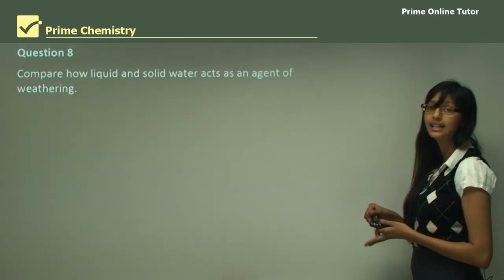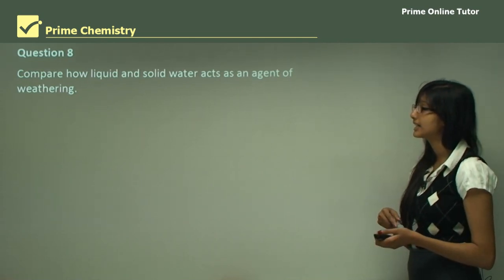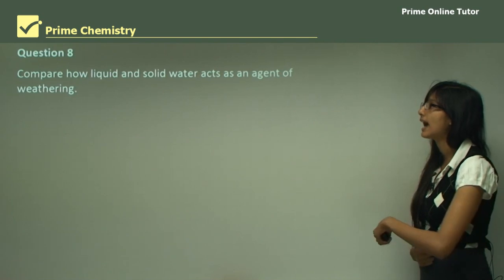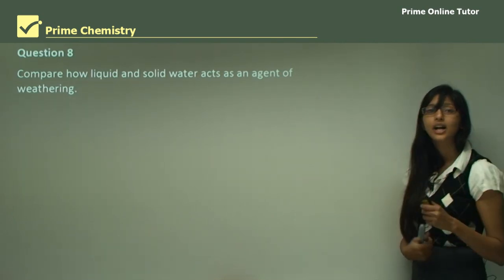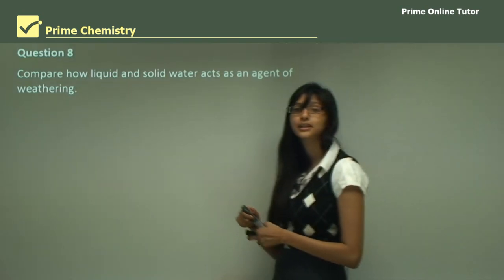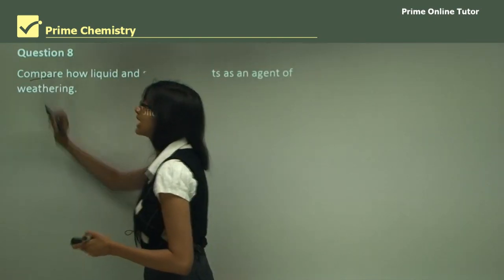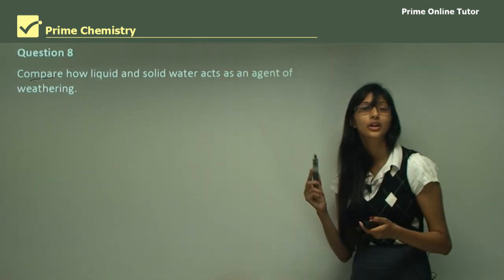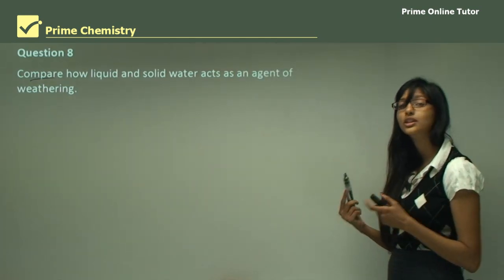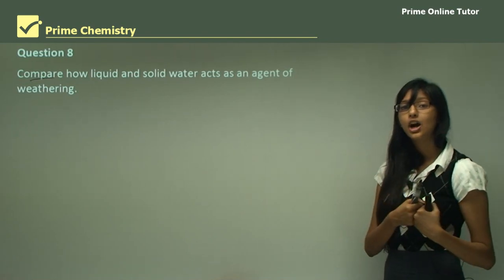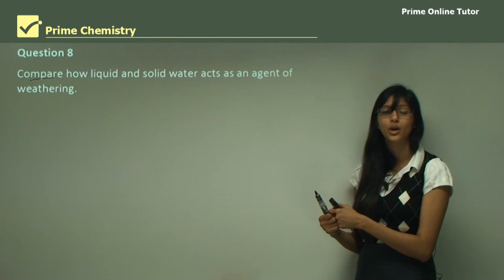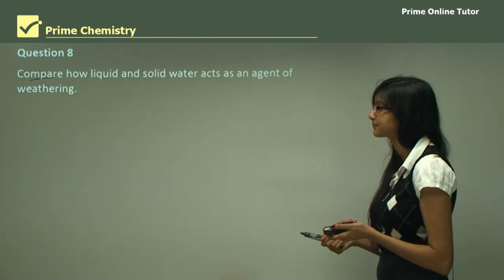Now question 8. Question 8 tells us to compare how liquid and solid water act as an agent of weathering. Now let's look at the verb. The verb is compare. Compare means that we need to look at the similarities and the differences. So compare does not mean that you only have to look at the differences. You need to look at both the similarities of water in solid and liquid states and also the differences of water in solid and liquid state.